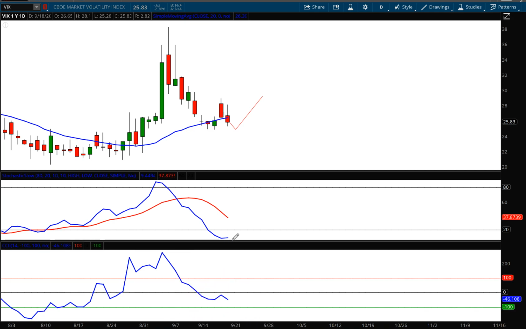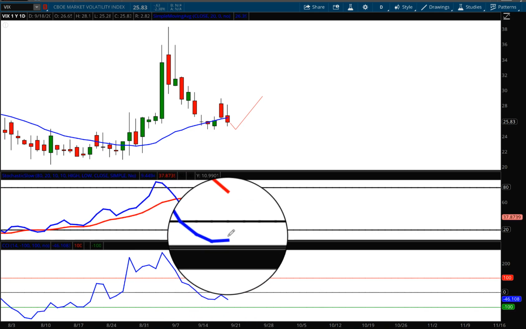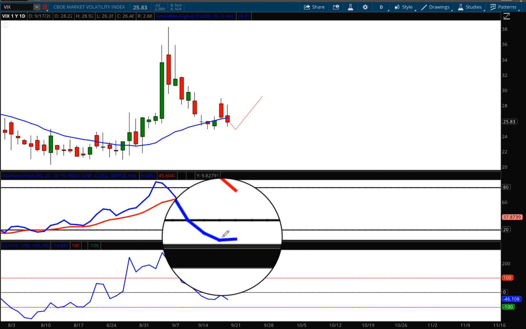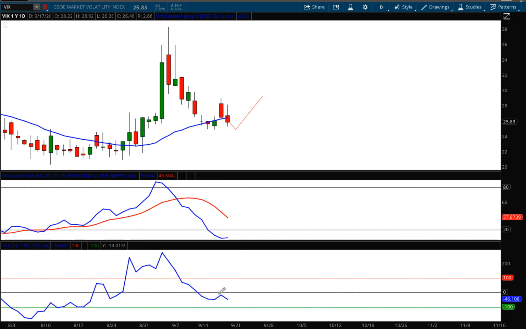And we almost have a conflict with the stochastics. You see, the stochastics is more or less running flat, but the CCI, being a little bit more sensitive, is giving us that possible downward pullback there. So that's what I think we'll see with the VIX.